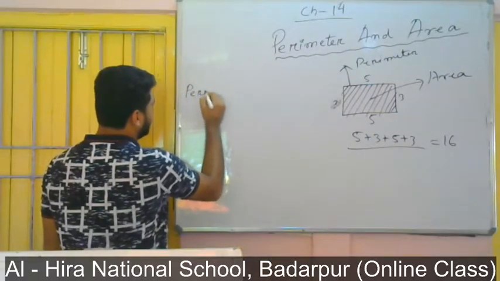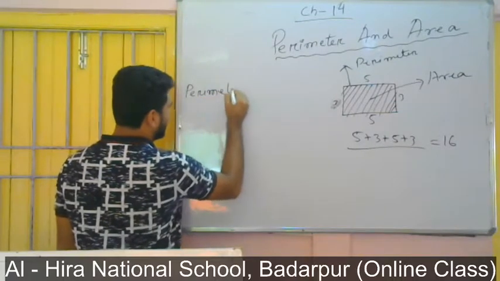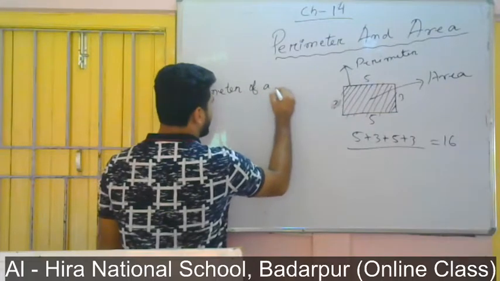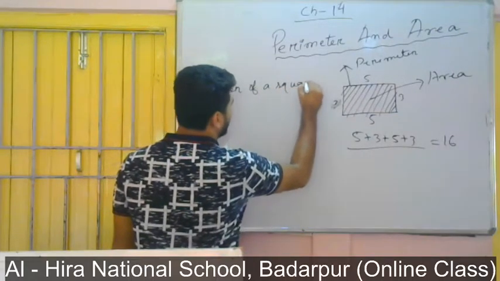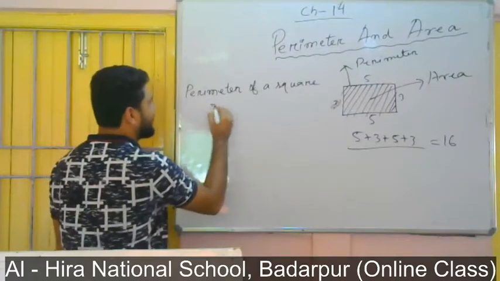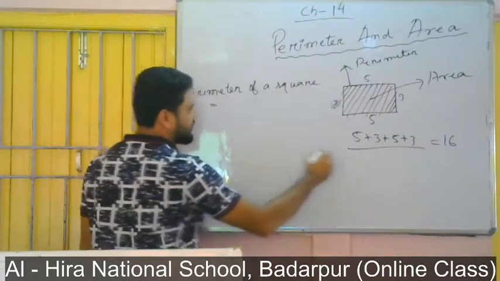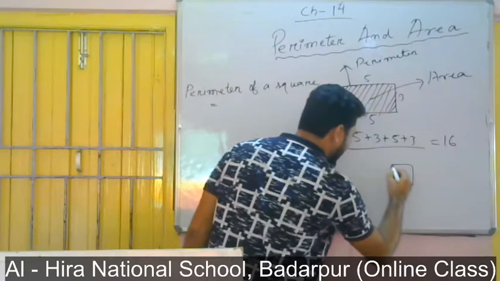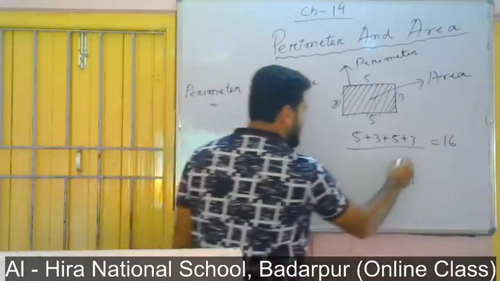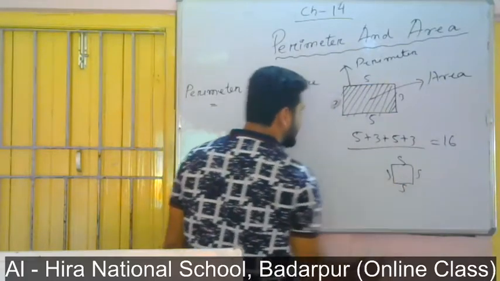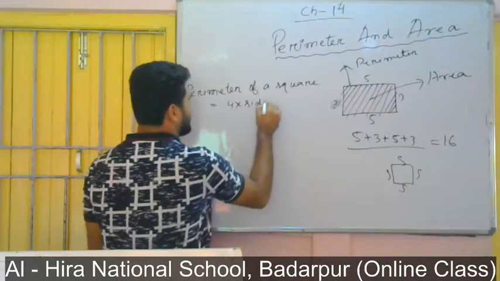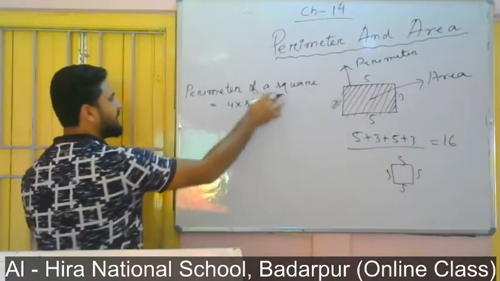Okay. So first you write perimeter of a square. Okay. Perimeter of a square. Then perimeter of a square will be what? Do you know? In a square, we know all sides are equal. So you can find side plus side plus side plus side. That means 4 sides. You can write 4 into side. Okay. That is the perimeter of a square.